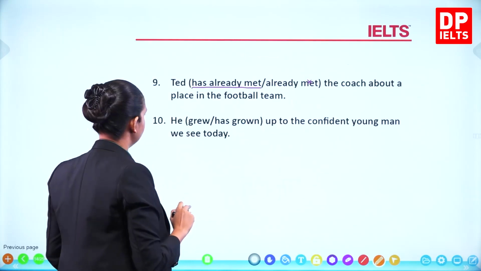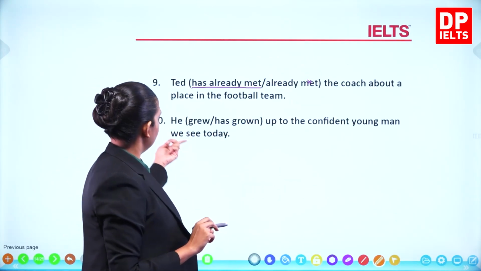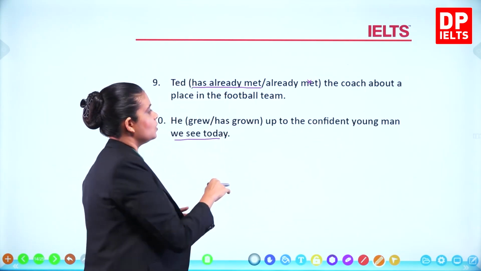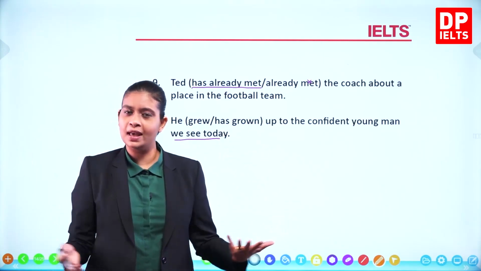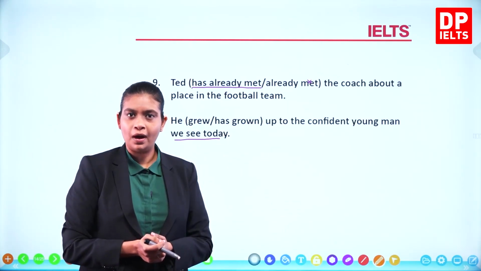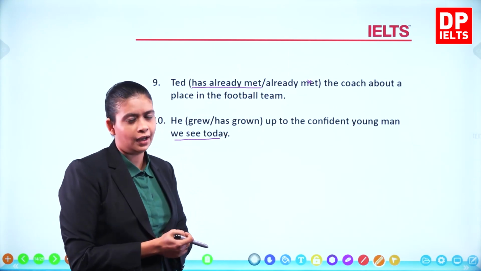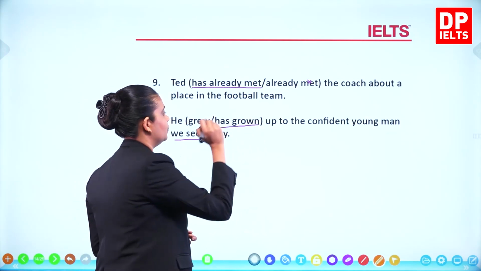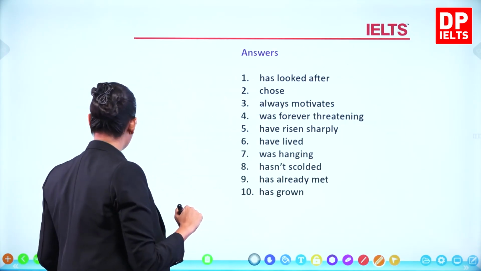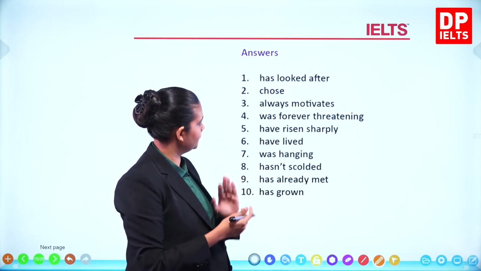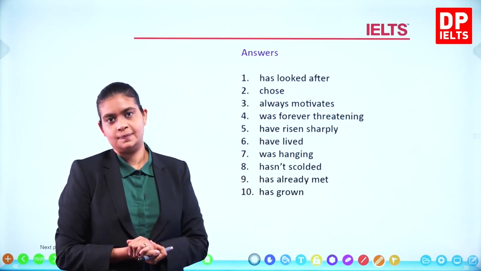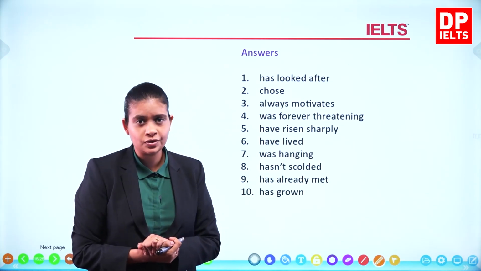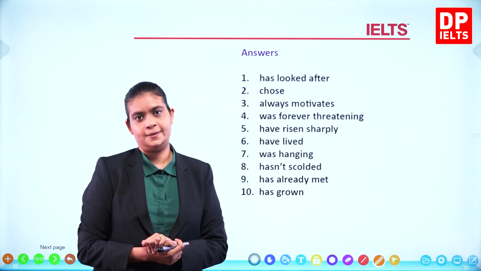The last one. He blank up to the confident young man we see today, right? So it has already happened and we see him as like that today. But we don't know exactly when. Right? So it's in the past, it's completed, but we don't know when. So has grown. So please have a look at your answers and see if you've got them correct. And we have also discussed, so if you had any doubt, I hope by now it's cleared.